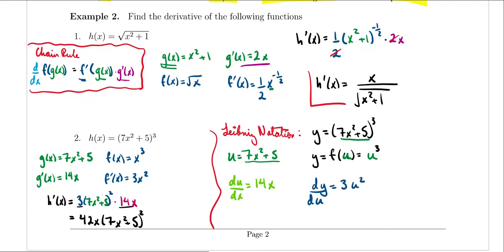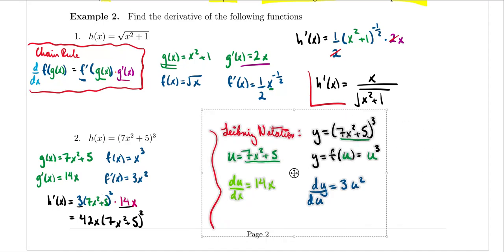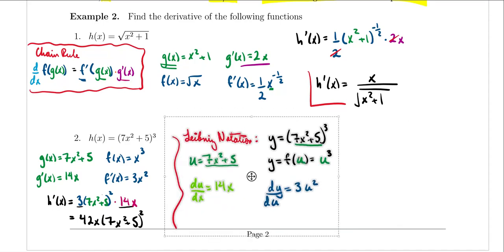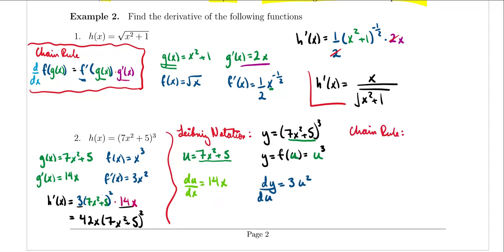Okay, now we have all the pieces here. Let's put them all into the formula. Now with Leibniz notation here, the chain rule for a function y in terms of u is going to be dy/dx equals dy/du times du/dx. Okay, well, let's see. We're going to get dy/dx is equal to the derivative of y with respect to u, which was 3u squared, times du/dx, which was 14x. So you see here, it's pretty much the same thing.